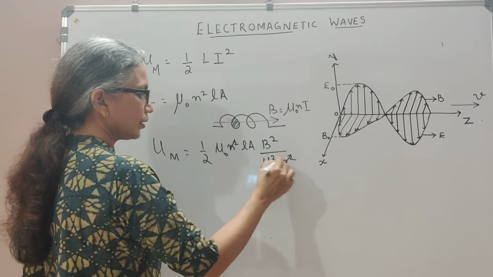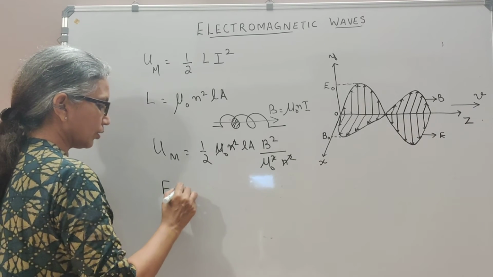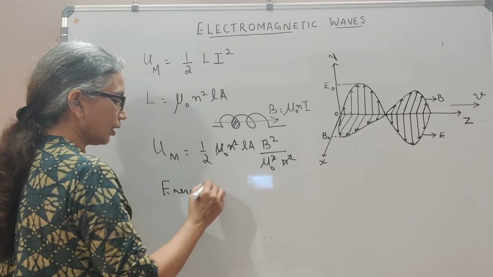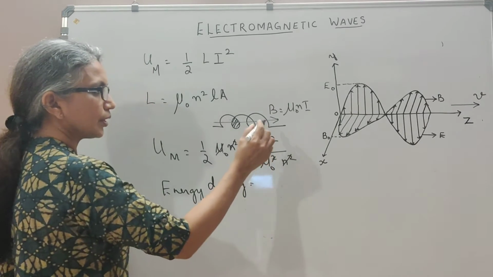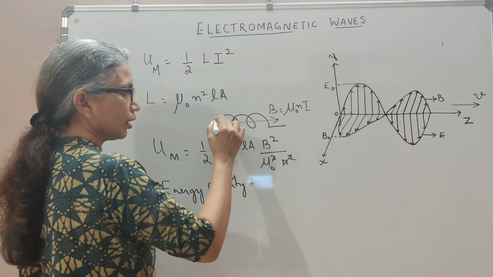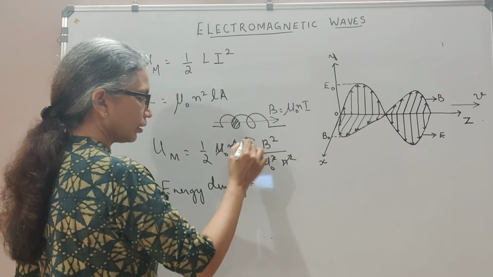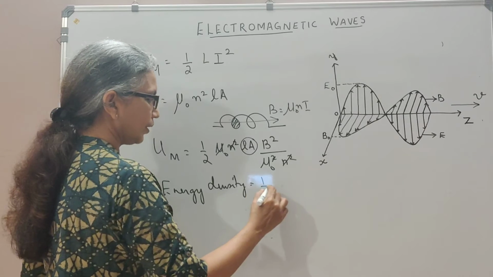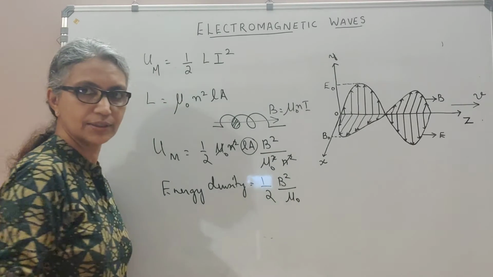I may cancel this and this, and the energy density will be found by dividing this total energy by the volume of the inductor. Volume of the inductor is what? L into A, because base area into height. So if I take this away, I am left with half B square by mu 0. This is there in the 6th chapter.